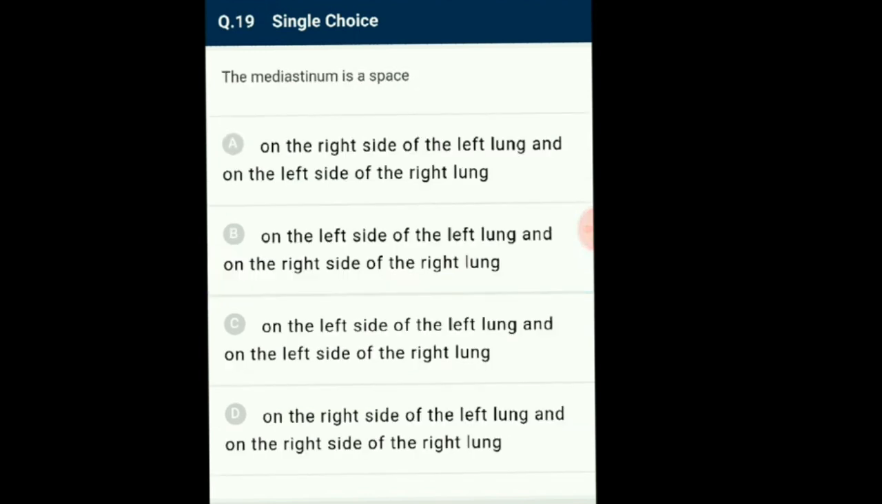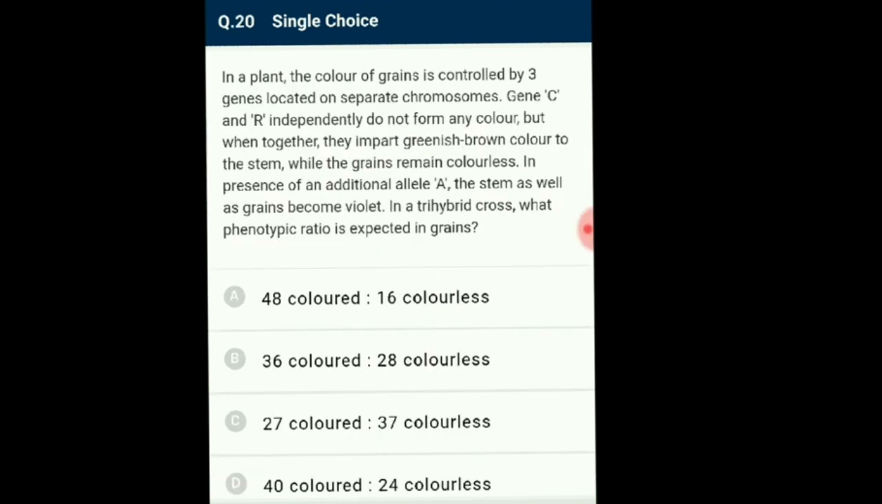Mediastinum is a space bounded by the sternum anteriorly, thoracic vertebrae posteriorly, inferiorly by the diaphragm, and laterally by the pleura of the lungs. So it is a space in the thoracic cavity between the lungs. Answer for this question is option A. On the right side of the left lung and on the left side of the right lung is a space of.